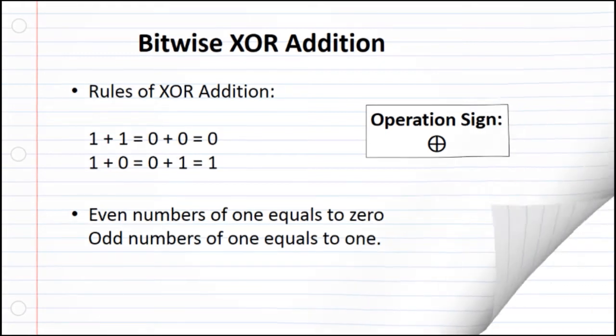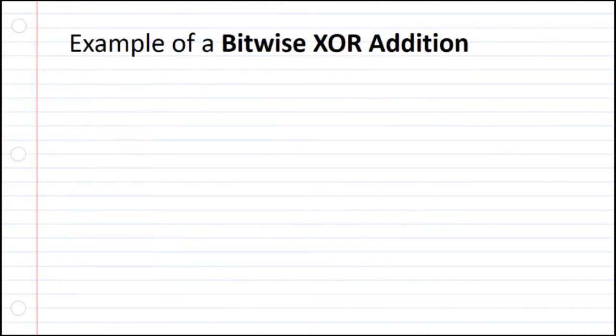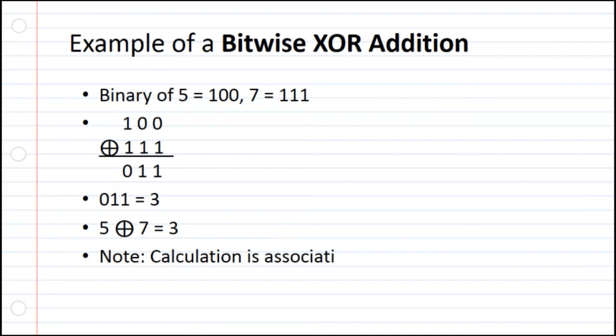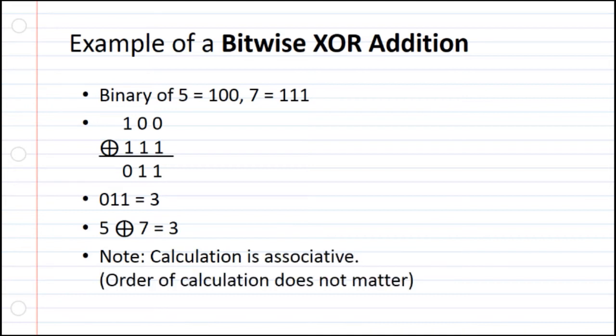Now, let's look at an example of 5 and 7. First, let's convert 5 and 7 to their binary form, 101 and 111. The bitwise XOR addition of 101 and 111 is 010. 010 is 2 in decimal form. Therefore, the XOR addition of 5 and 7 is 2. Note, the calculation is associative and the order does not matter.